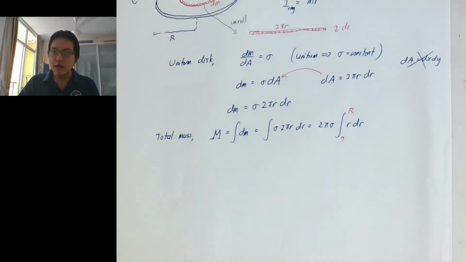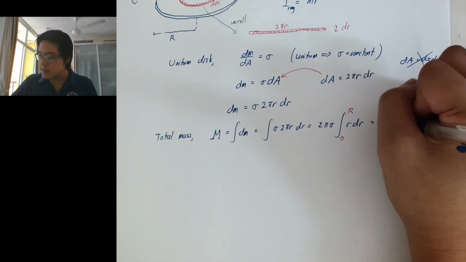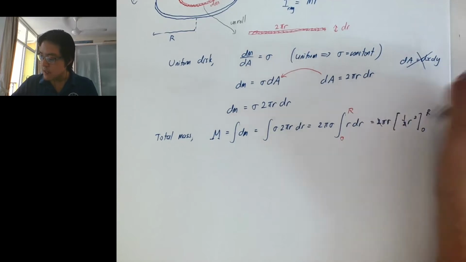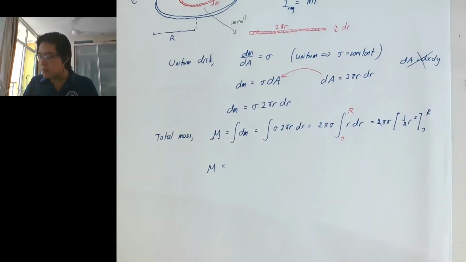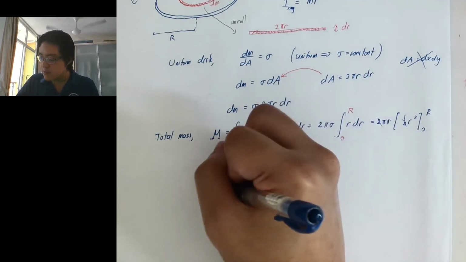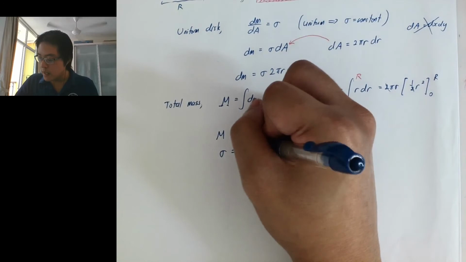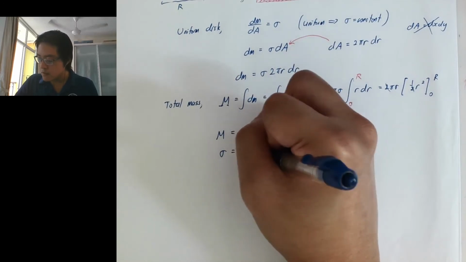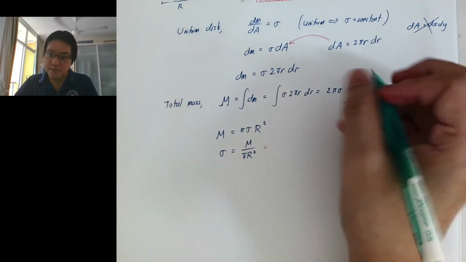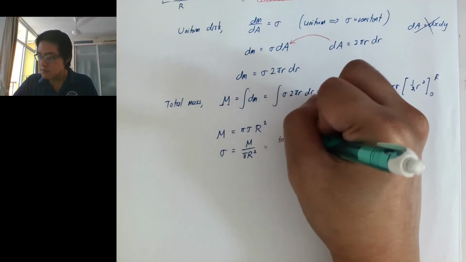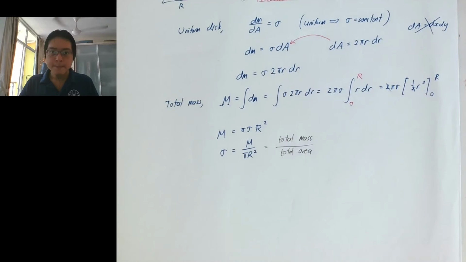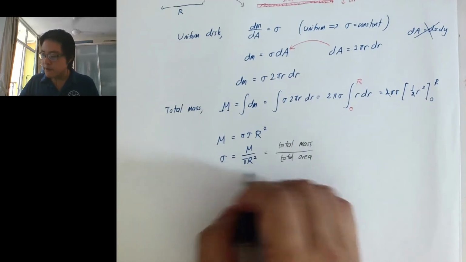Okay, so after we integrate, I get 2 pi sigma times half r squared from 0 to R. So these two cancel, and if I plug in the upper limit minus the lower limit, which is 0, I get pi sigma R squared. In other words, sigma equals M over pi R squared. So that is what we expected. The constant sigma is just the total mass over the total area. Okay, so now I have my formula for sigma.